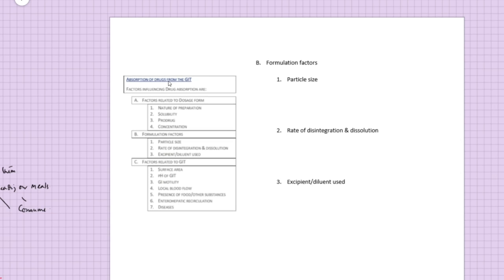Okay, let's remind ourselves where we are in the map. So we were talking about the absorption of drugs from the GIT, the factors which influence drug absorption from the GIT. We covered the factors related to dosage form. Now we're going to look at the formulation factors which influence absorption of drug from the GIT.